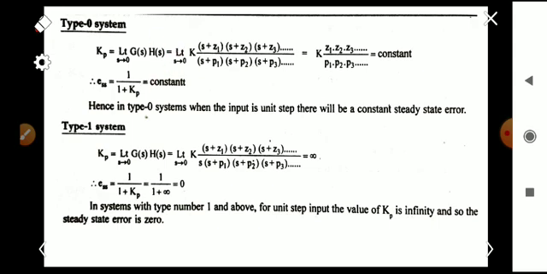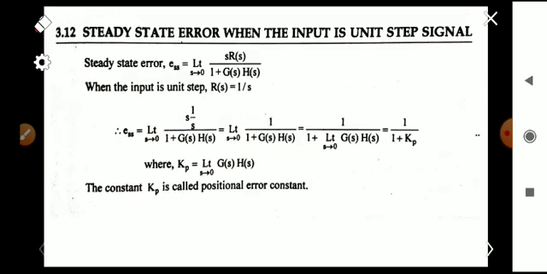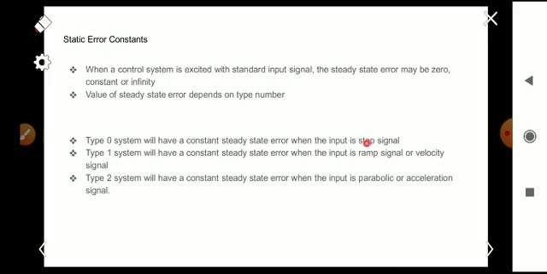Here, if we apply s tends to 0, what we will obtain is K into z1 z2 z3 by p1 p2 p3, all the s terms become 0, which means it is a constant value. So ESS will be equal to 1 by 1 plus Kp. Here Kp is a constant, so ESS will also be a constant value. Hence we can say that for a type 0 system, when the input is a unit step, there will be a constant steady state error. That we have already learned here.